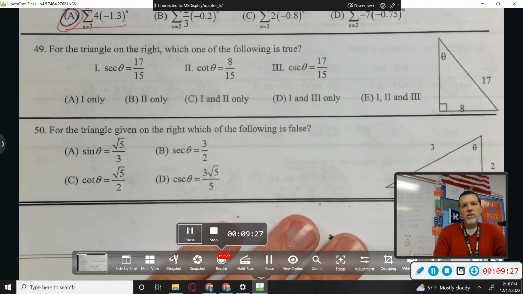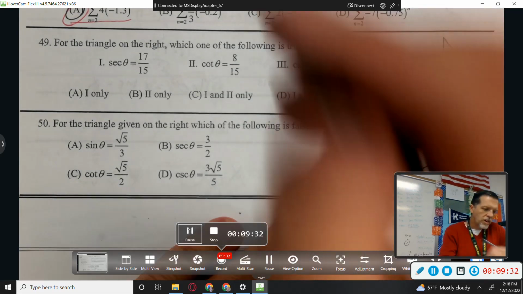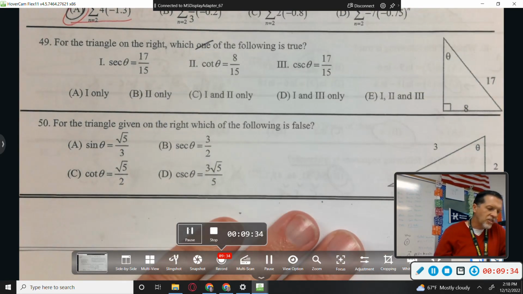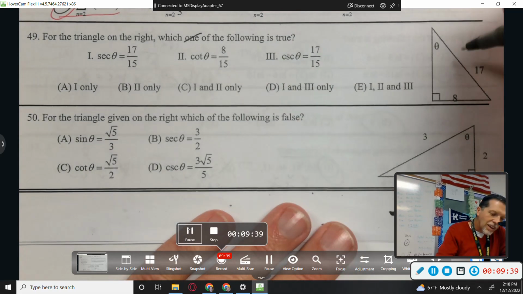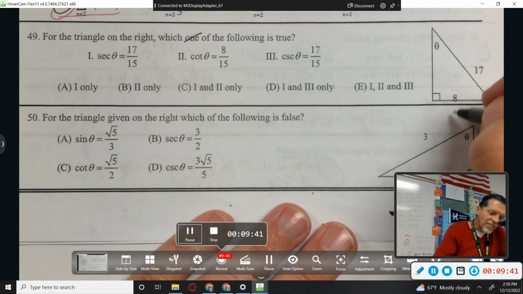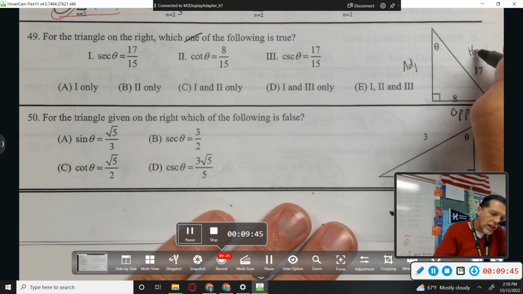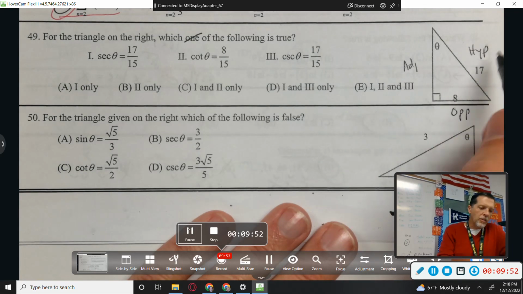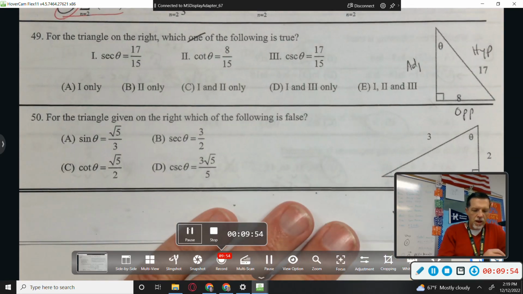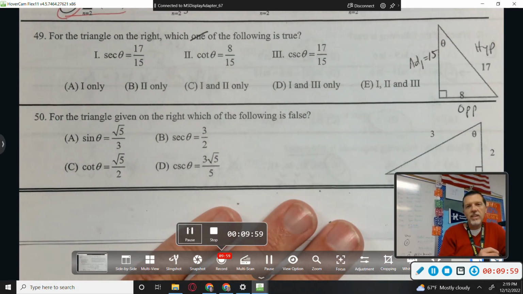49. For the triangle on the right, which one of the following is true? Shouldn't I say which of the following is true? One suggests it's only one, and I don't know if that's the case or not. Anyway, here's the angle we're talking about. So let's label opposite and adjacent and hypotenuse. And if you didn't know this Pythagorean triple, you could look at the answers and maybe guess that it's a Pythagorean triple. It's an 8, 15, 17.